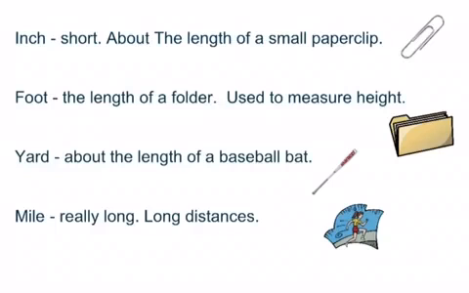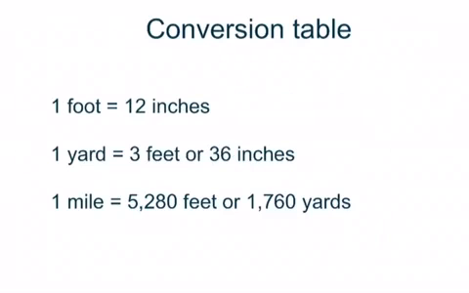They're pretty short. A foot is the length of a good folder. We use this to measure height. So, if people ask you how tall you are, and you say you're 5 foot something, 6 foot something. And then a yard is about the length of a good baseball bat. So a little bit longer. And then a mile, of course, is the really long one. That's what we use to measure really long distances from maybe city to city, or a really long run, or a bike ride would probably be in miles.